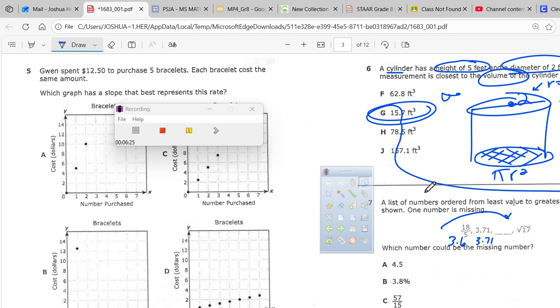This is 3.3, 3.1. Over here is 4.12. So a number between 3.7 and 4.12. 4.5 is way up above it, too big. This is 0.038, way too small. That's way over here.